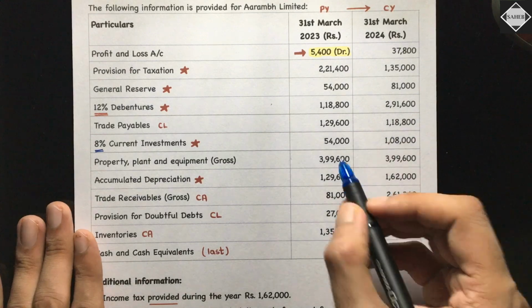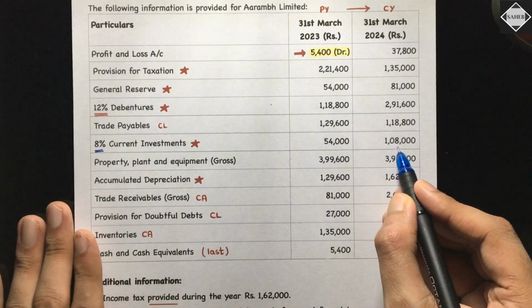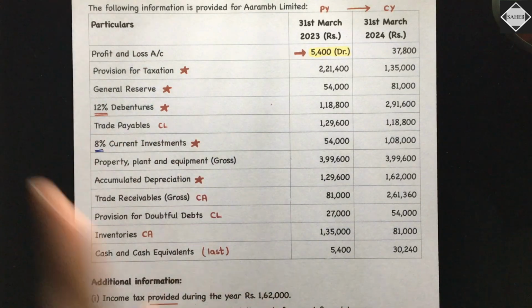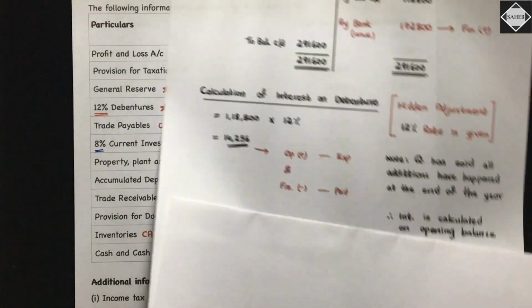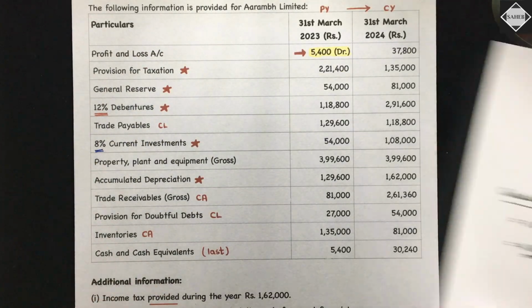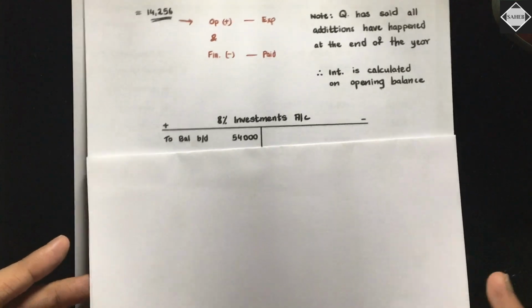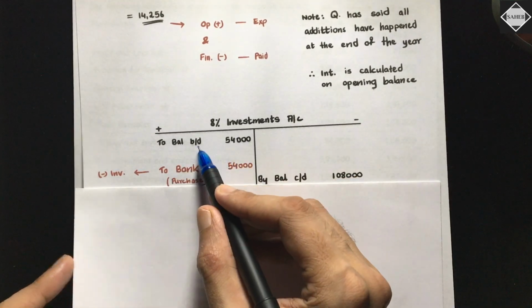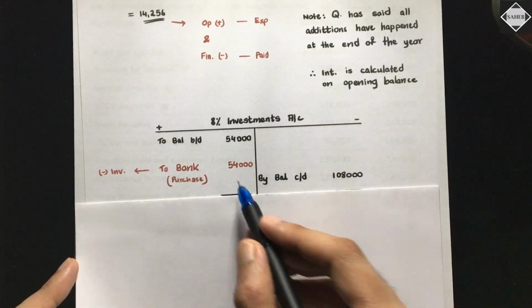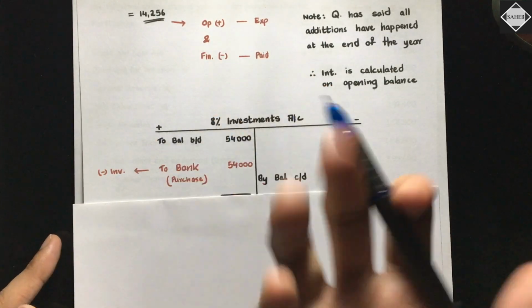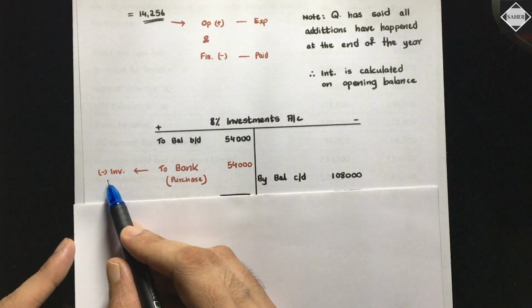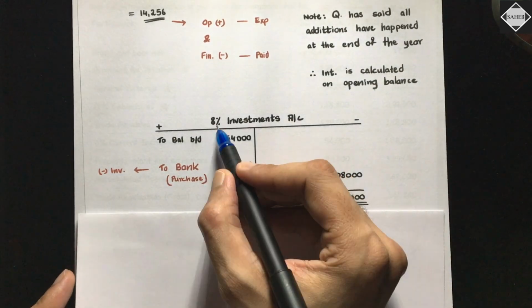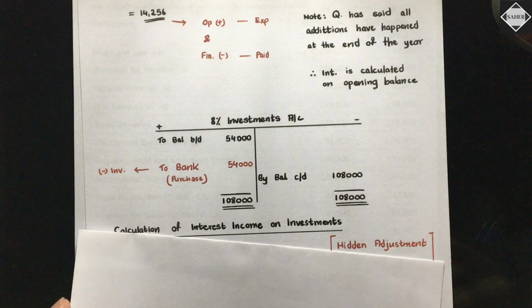See what has happened, from 54,000 it has become 1,08,000. So we have purchased more investment. That's fine, but it's not important for us. For us only that interest thing is important. See here, it's really simple. 8% investment, 54,000 was the opening balance. It's an asset, right? So opening balance on the debit side, closing balance on the credit side. 54,000 more investments we have purchased. It will be subtracted in investment activity, but that's not important. The important thing is that the 8% interest rate is given, so there is a hidden adjustment.